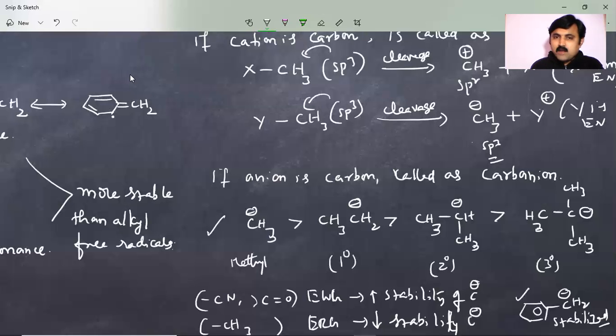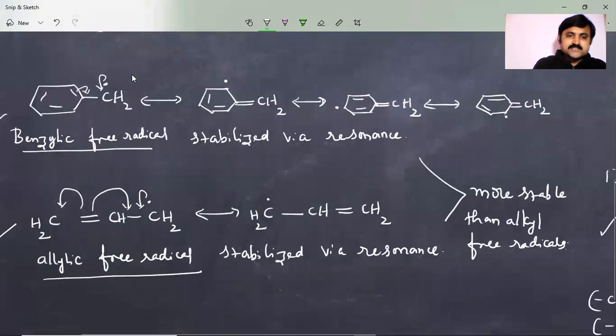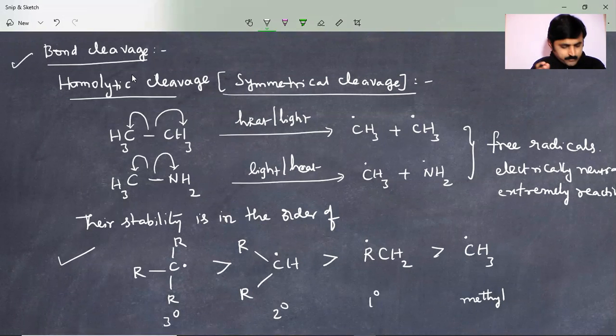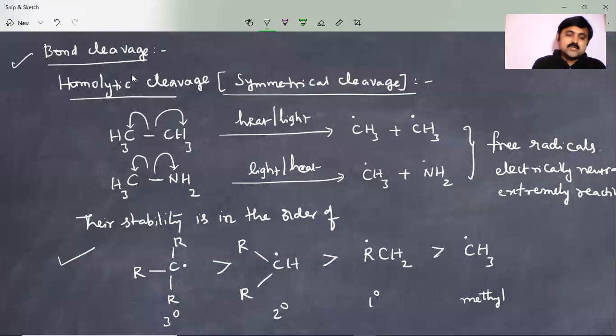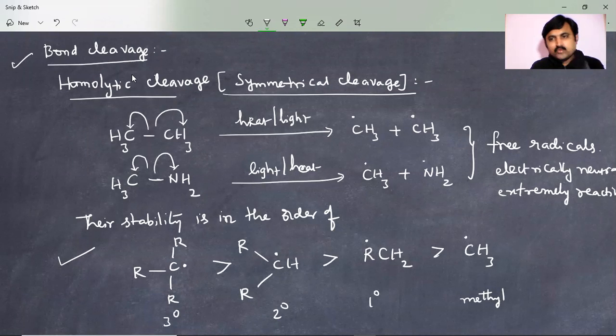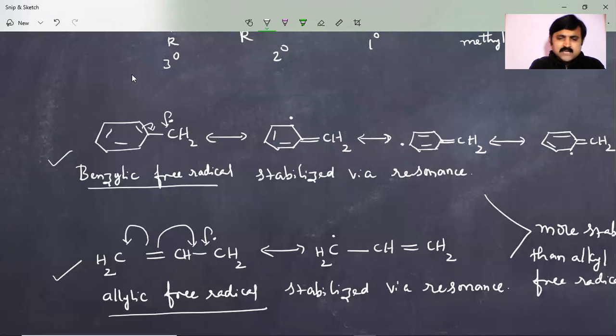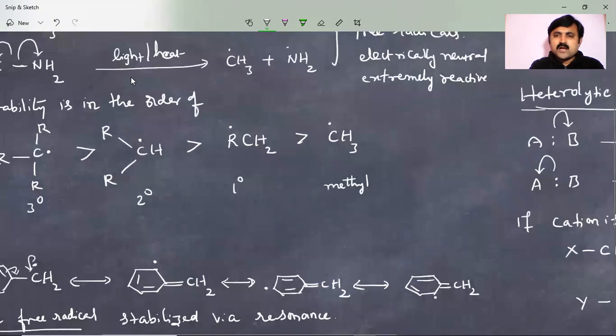So this is about homolytic cleavage and heterolytic cleavage. We have observed what bond cleavage is. Bond cleavage is nothing but the breaking of a bond between two atoms. Especially in organic chemistry, the discussion happens between carbon and other atoms. When we separate a carbon-carbon bond, because of the same type of atoms, that cleavage is called homolytic cleavage. Sometimes the cleavage takes place between two atoms with similar electronegativity, which is also called homolytic or symmetrical cleavage. We have given an example here, and the stability order for alkyl free radicals. After that we gave benzylic and allylic free radicals, and showed how they got stabilization via resonance.